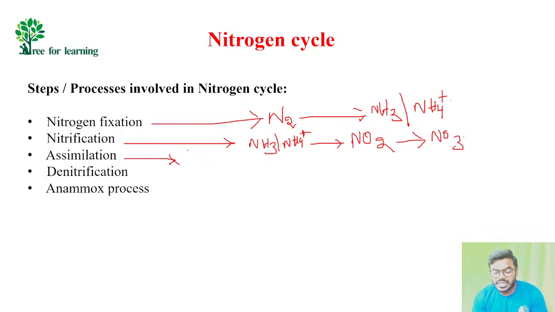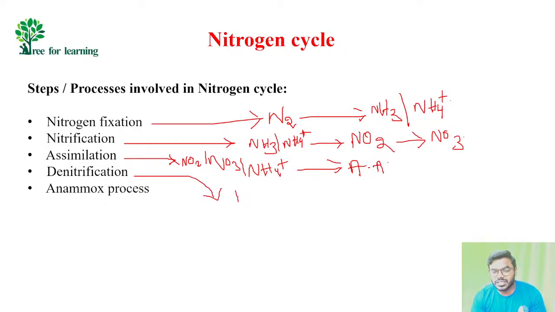Then what is assimilation? This is the most important when compared to all. Assimilation is a process where we are assimilating. Assimilating means incorporating. Understand my words. Assimilating means incorporating or utilizing this NO2, NO3, ammonia into what, friends? Into the amino acids. And what is the denitrification process, friends? Where there is a conversion of NO3 back to atmospheric nitrogen.